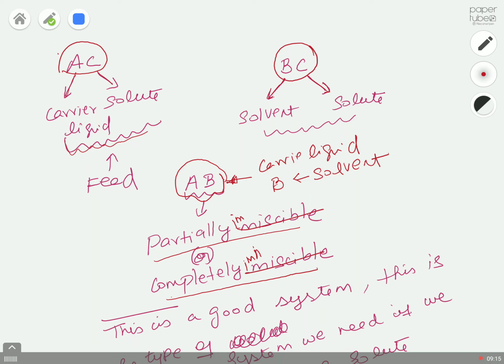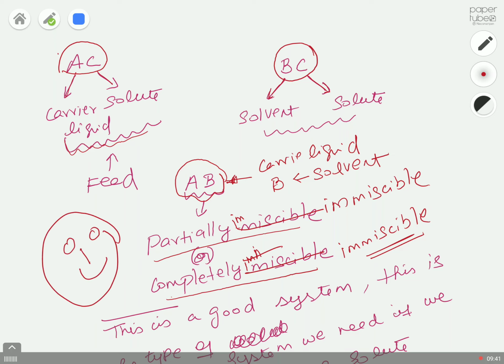So let's rewrite this one. What does this mean? Whatever solvent you are going to add is not going to mix with your carrier liquid, which means this is an extremely good system. This is what we need. Why is that? If you start an experiment, this is your carrier liquid that contains your solute, and then you have your solvent.